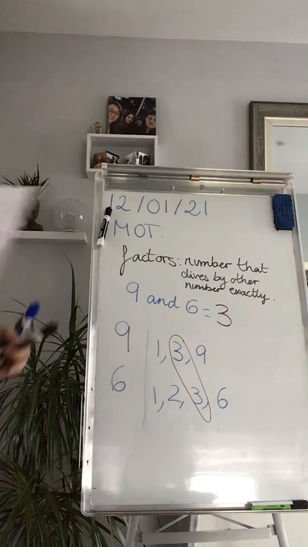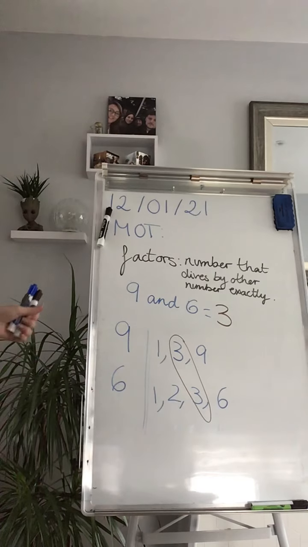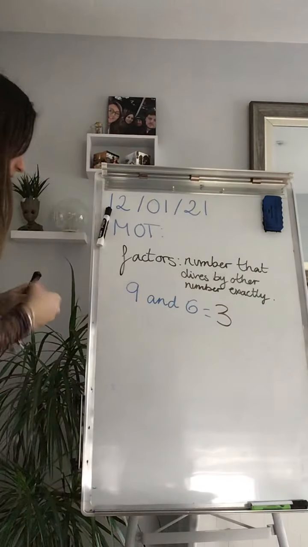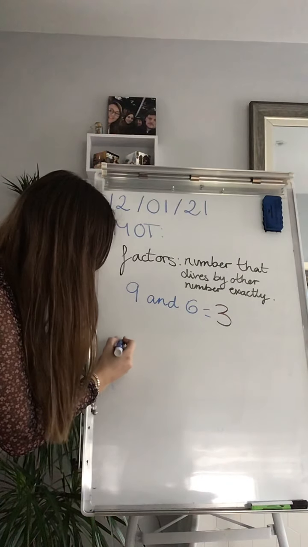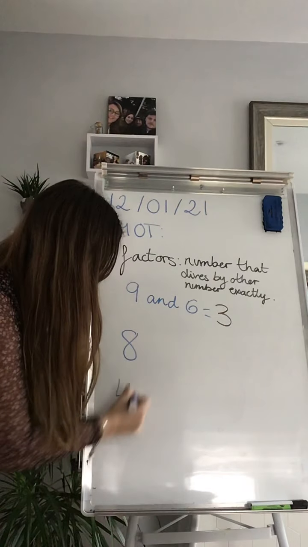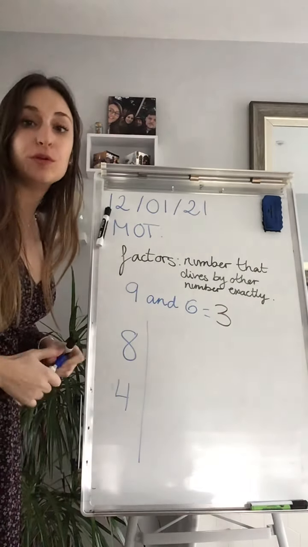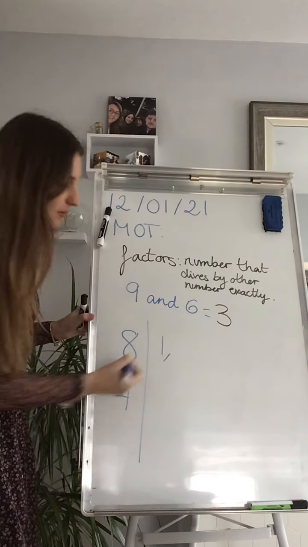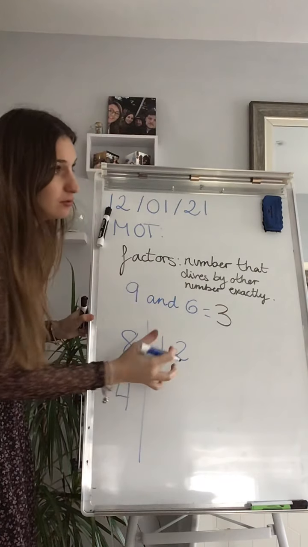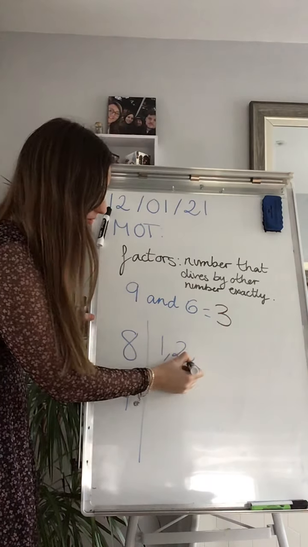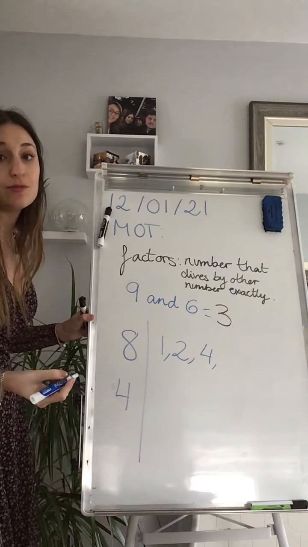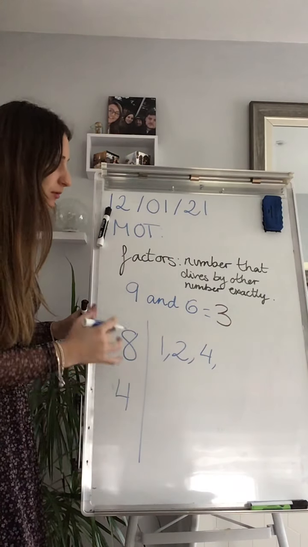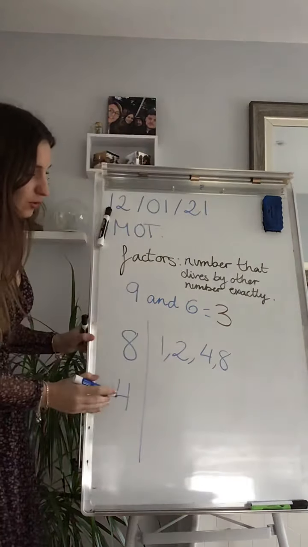How is that? You see? Let's go for the next example. Shall we do it together? Let's get number 8 and number 4. We are going to be looking at common factors. 8, I can divide 8 by 1. I can divide 8 by 2. 8 divided by 2 is 4. 8 divided by 3, no. 8 divided by 4 is 2. 8 divided by 5, no. By 6, no. 7, no. 8.